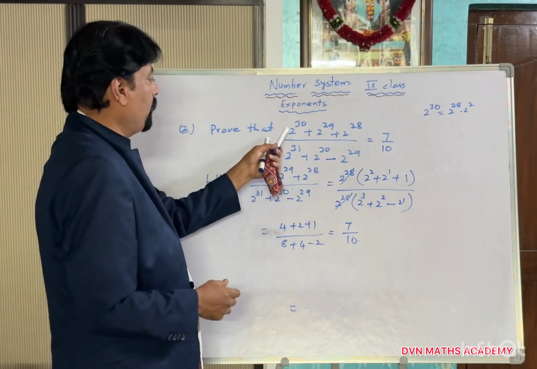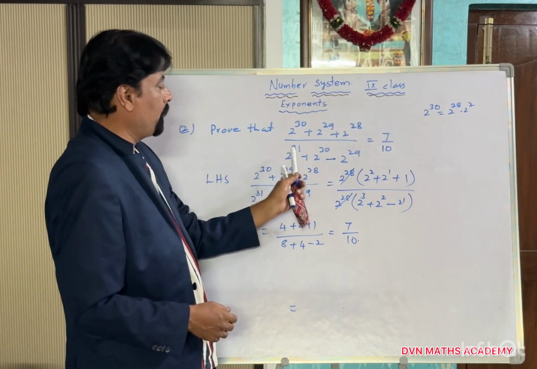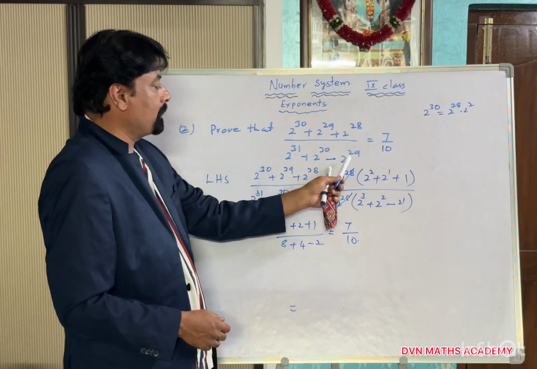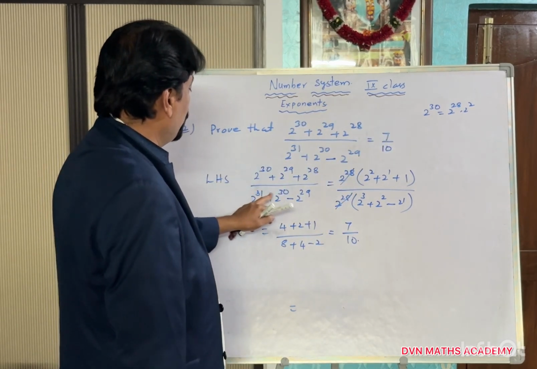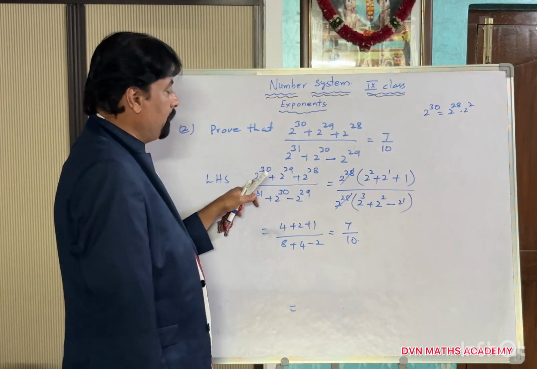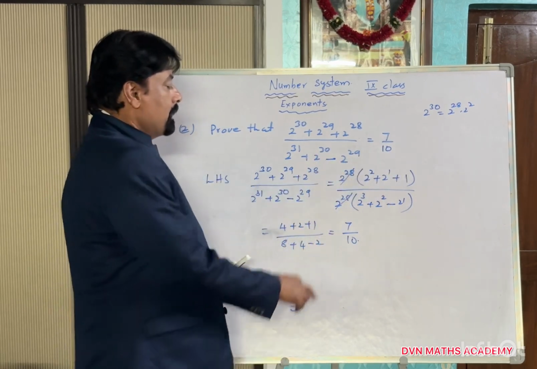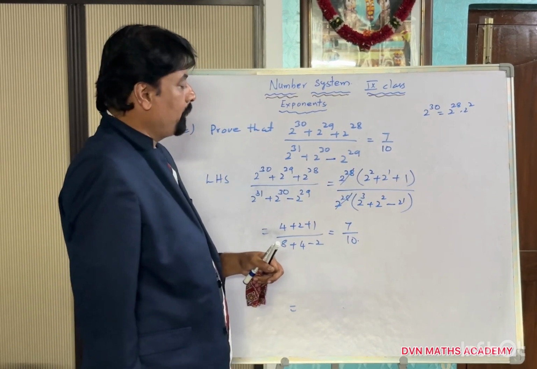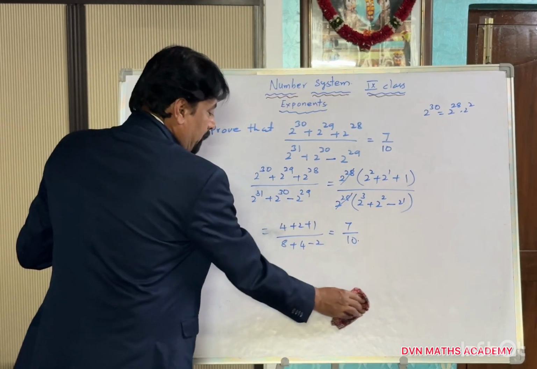So this is 2 to the power of 30 plus 2 to the power of 29 plus 2 to the power of 28 by 2 to the power of 31 plus 2 to the power of 30 minus 2 to the power of 29. You want to prove that is 7 by 10. So if you make 2 to the power of 28 common, this will be 2 to the power of 2 and this will be 2 to the power of 1 and it will be 1 only. So 2 to the power of 28 is cancelled. Then if you simplify, you will get 7 by 10.